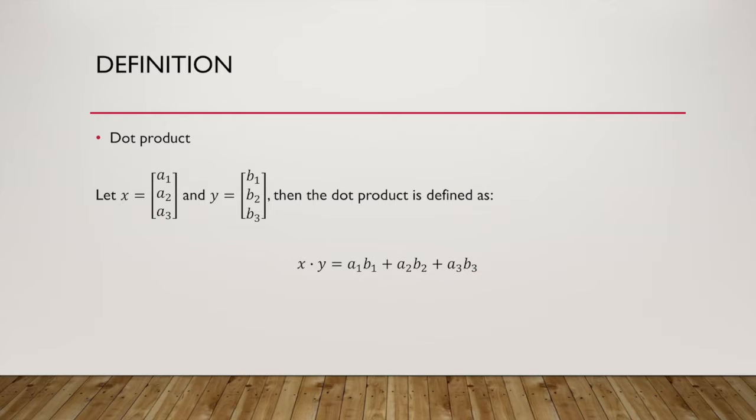Finally, we can get into some definitions. So let's define the dot product. Dot product, first and foremost, can only occur between vectors with the same number of components. So we have x and y defined as a1, a2, a3, and b1, b2, b3 respectively. And the dot product is equal to a1 multiplied by b1 plus a2 multiplied by b2 plus a3 multiplied by b3. And is written as such, x dot y is equal to the component-wise multiplication, and then you add each of those up together.